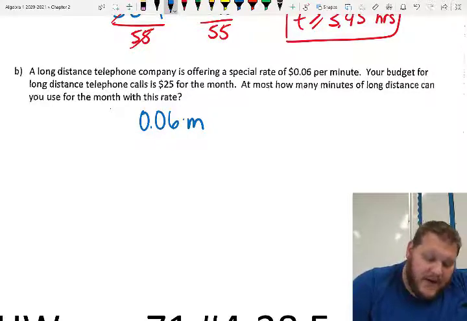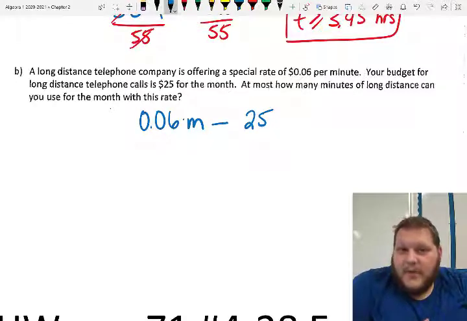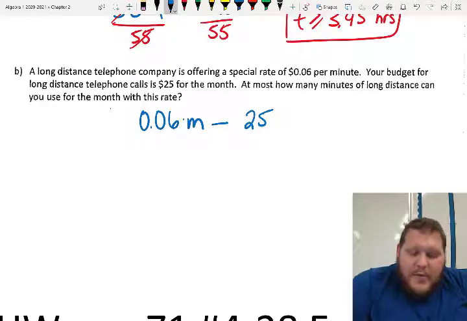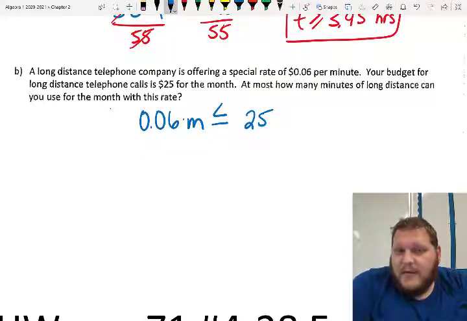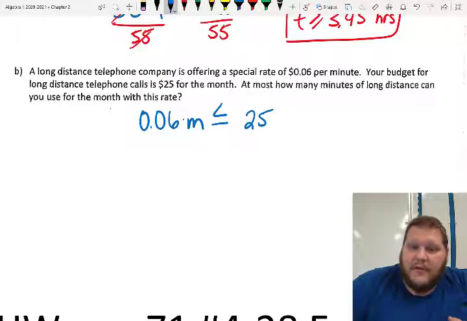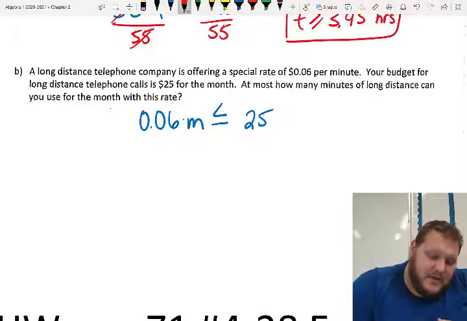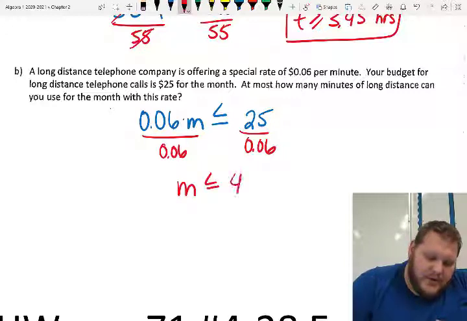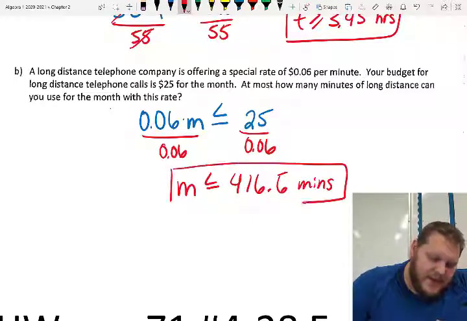If we have $25 for the allowance, once again, we could be charged exactly $25, so it could be equal to. But we know that we don't have any more than $25 in order to spend on this bill. So the amount that we're charged is going to have to be less than or equal to that $25. And that's the equation that we end up having set up. So once again, to solve this, we're going to have to divide by 0.06 on both sides. So we end up with being able to talk for 416.6 repeated minutes and still being within that $25 allowance.